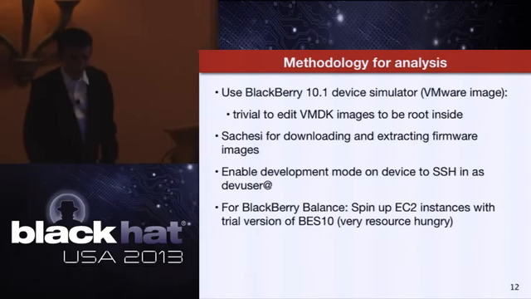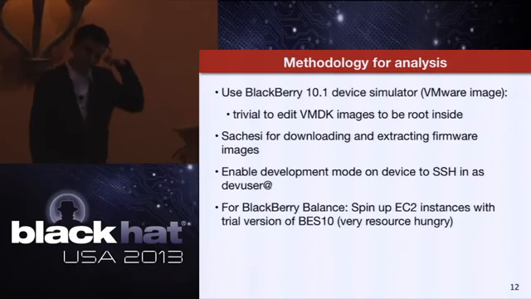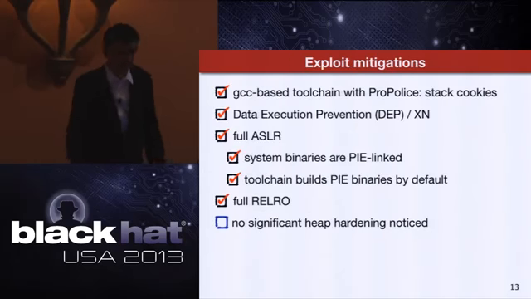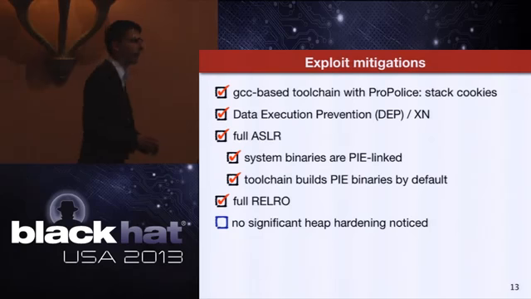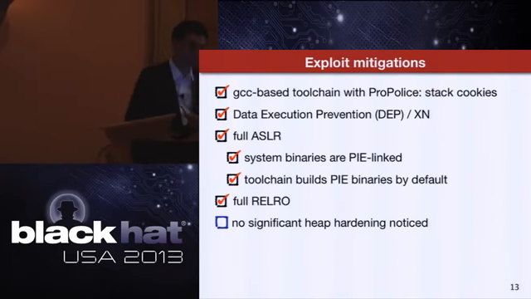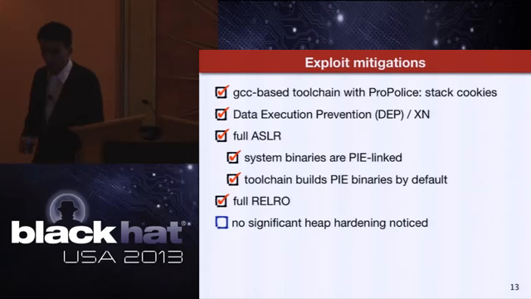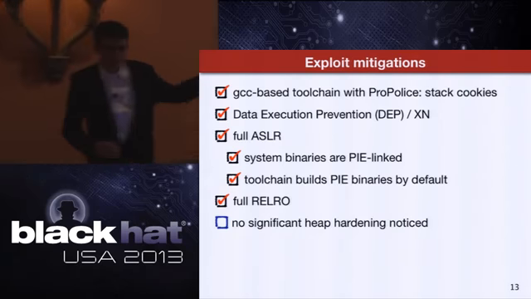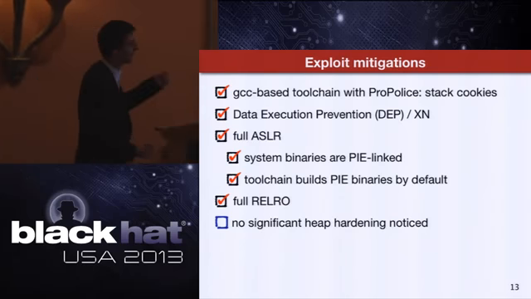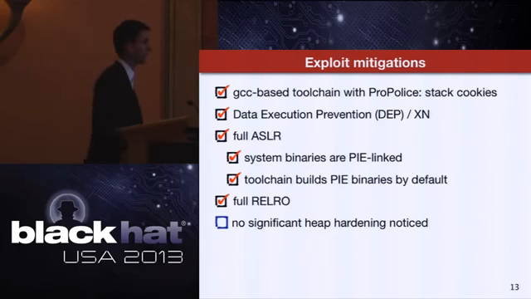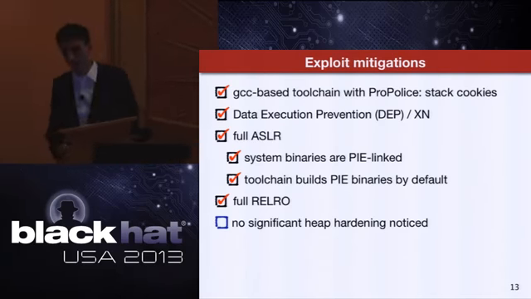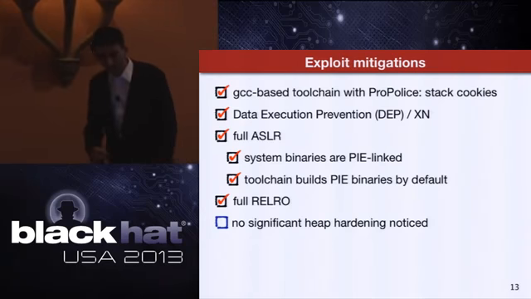Okay, so after I had done that, the next step, because I really care about memory corruptions, I had a look at the exploit mitigations on the platform. And they're actually quite good, except for one thing. They have a toolchain with protections built in. They use data execution prevention, so the XN bit on ARM. They have full ASLR, so the system binaries are PIE-linked. The toolchain also builds PIE binaries by default, and they have full RELRO on the ELF binaries.